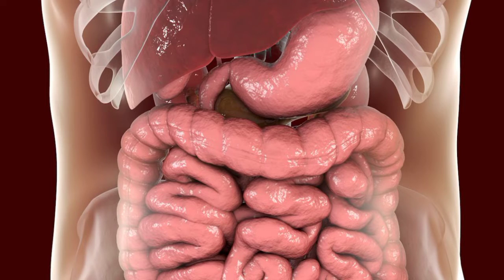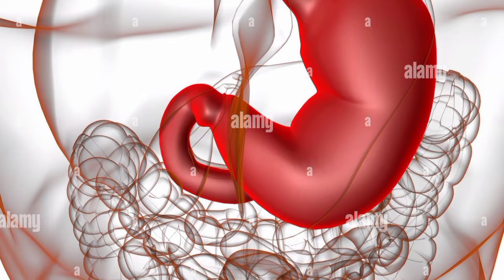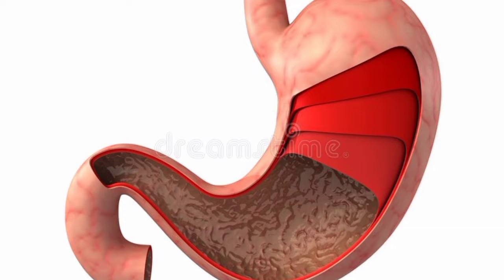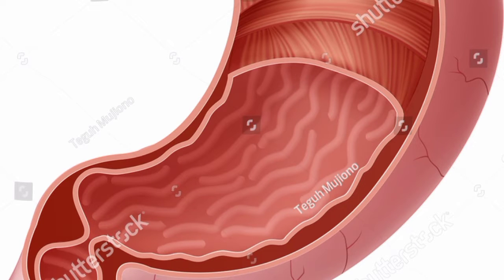Now I will say what the stomach is. We all have to know first about the stomach. What is the stomach? The stomach is the most dilated part of the gastrointestinal tract between the esophagus and duodenum. The stomach is situated in the epigastrium region, left hypochondrium region, and umbilical region.